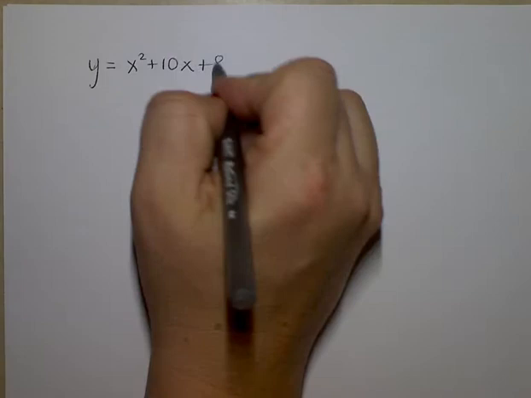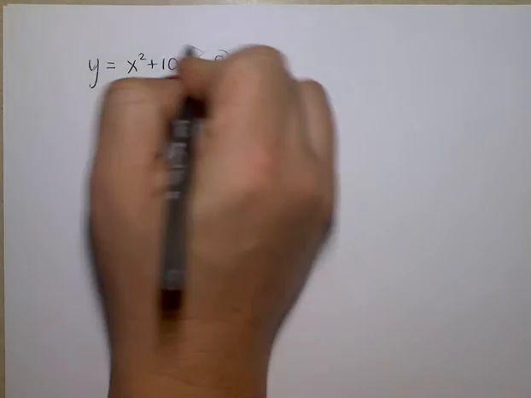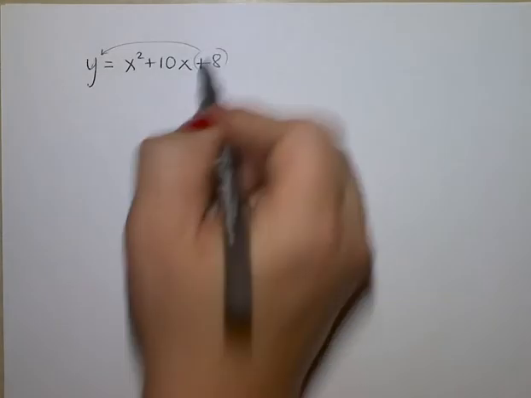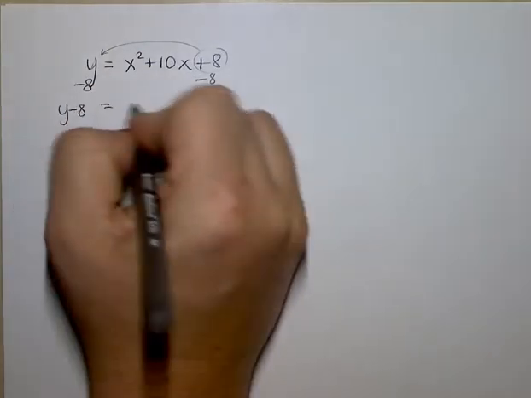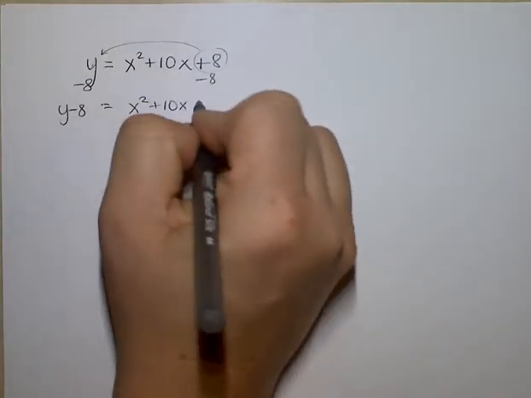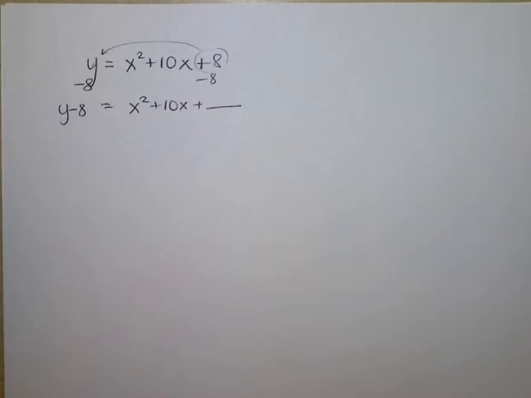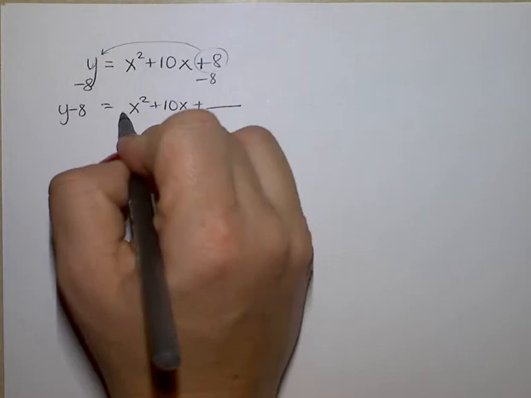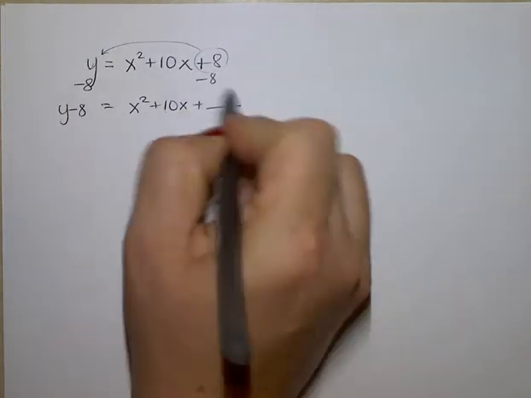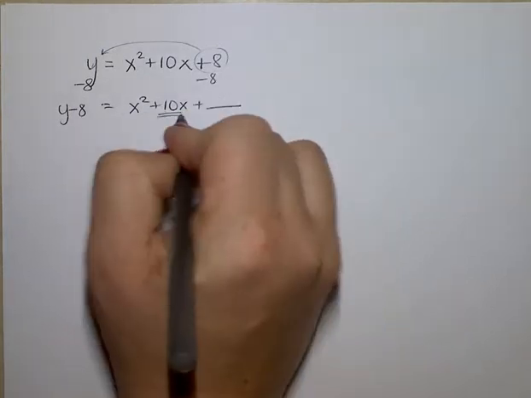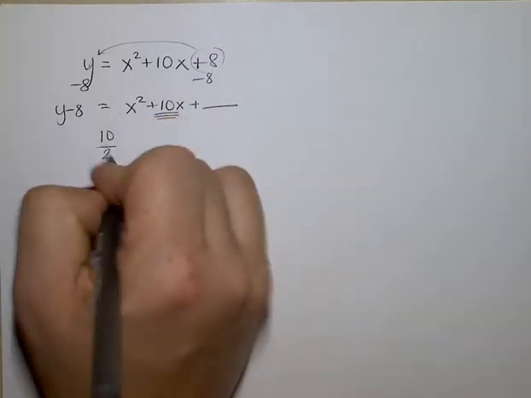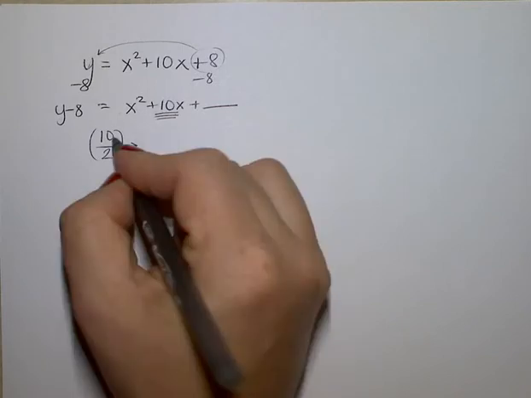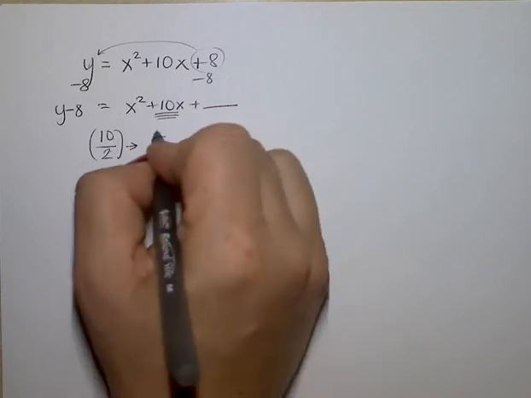Our first step is to take the constant and move it to the opposite side. So when I move a positive 8 to the opposite side, it just switches signs. Then I'm going to take, this is the A term, the B term, and I want to figure out the C term. You're going to take this term, the B term, forget about the x, and you're always going to divide it by 2. 10 divided by 2 in this case is 5. And then I'm going to square it.